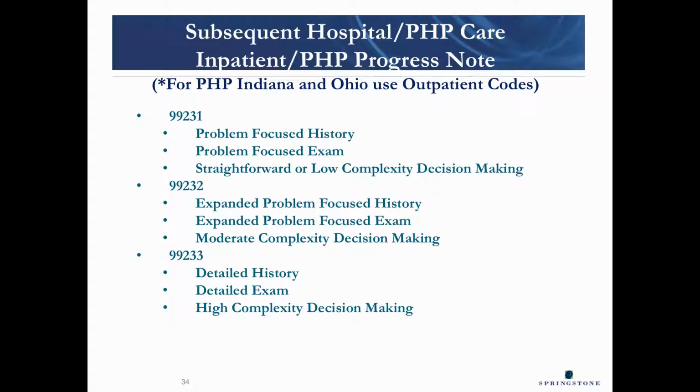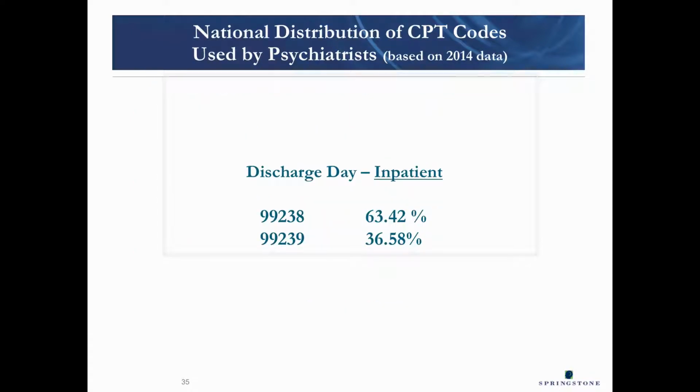This just gives you, again, what is required for each of these levels. So what about the discharge day? Well, on inpatient, on your day of discharge, you have two codes that you can bill, 3.8 and 3.9. And it's about 2/3, 1/3 in terms of how many are billed 3.8 versus 3.9. The difference between the two is time only.